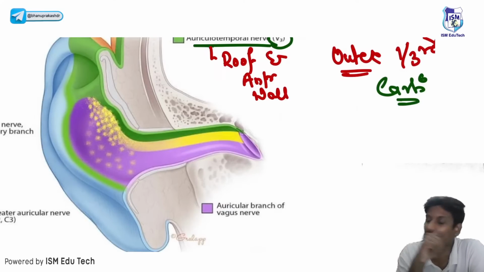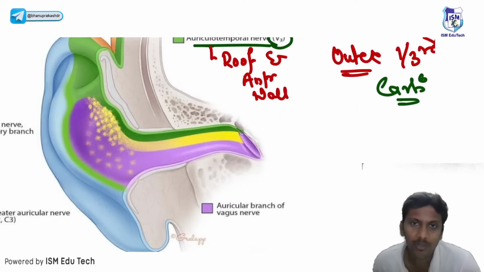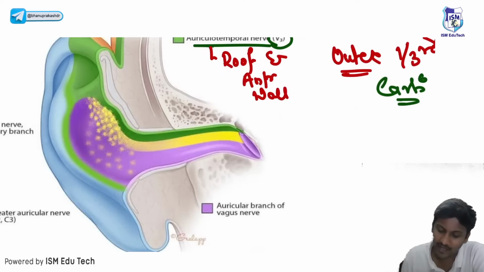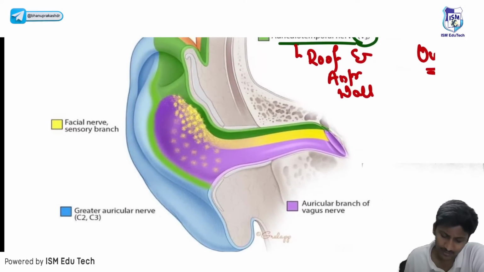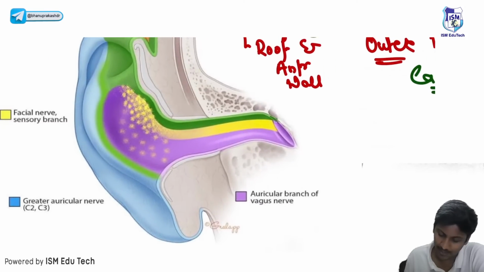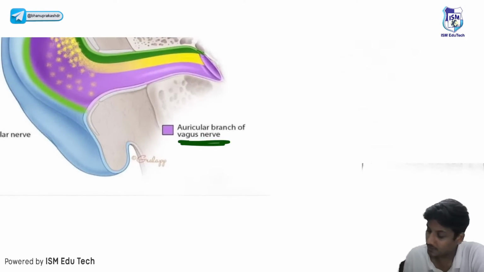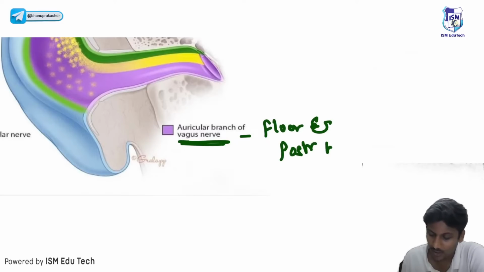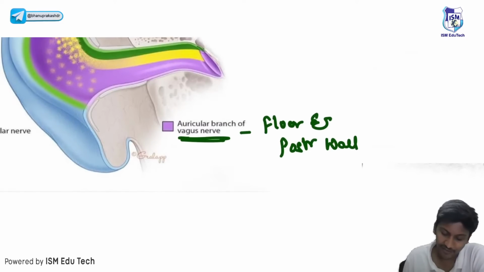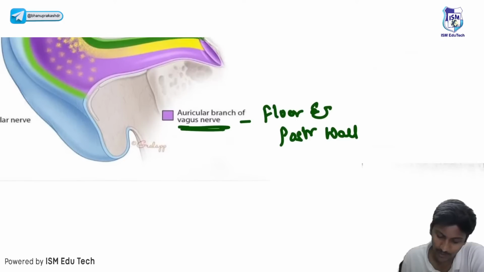And what is the third division of the trigeminal nerve called? The mandibular nerve. So please remember, the auriculotemporal nerve is a branch of the mandibular nerve and it will supply the roof and anterior wall of the EAC. Okay? So that is to be remembered. Next, this purple part that you can see over here will supply the floor and the posterior wall of the EAC, and definitely important is, it will be innervated by what?